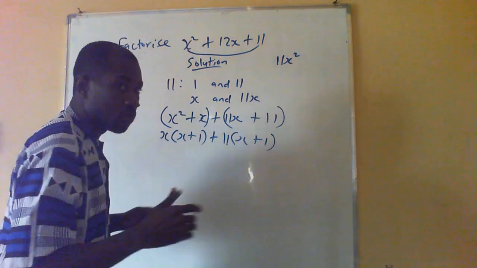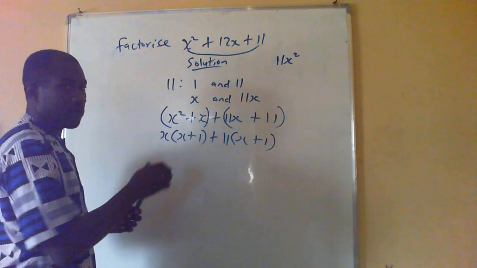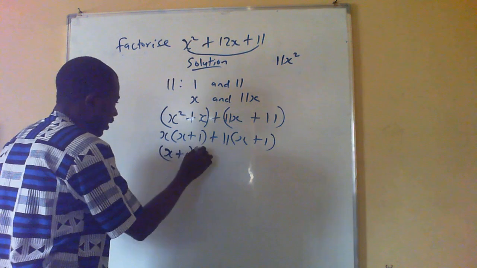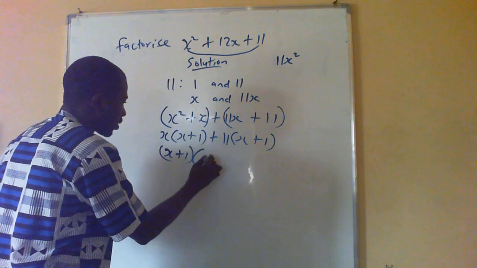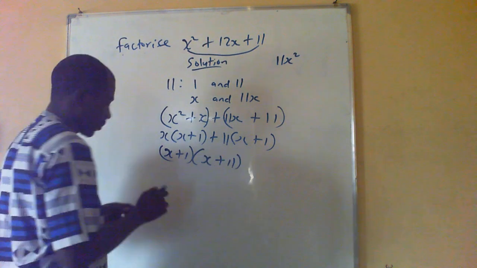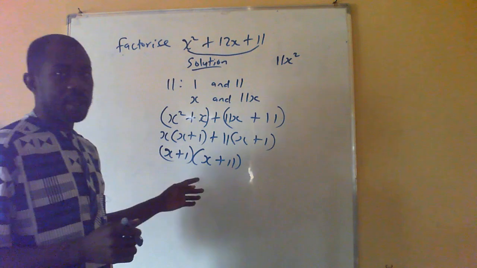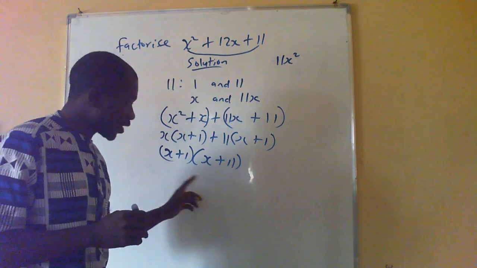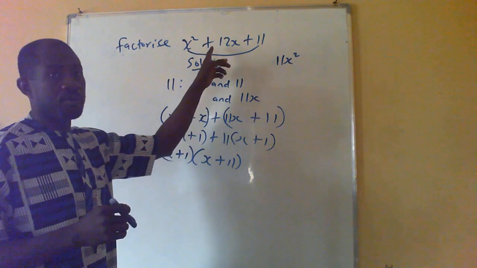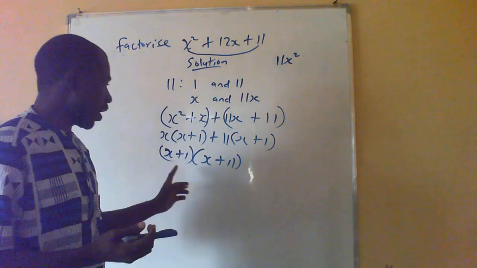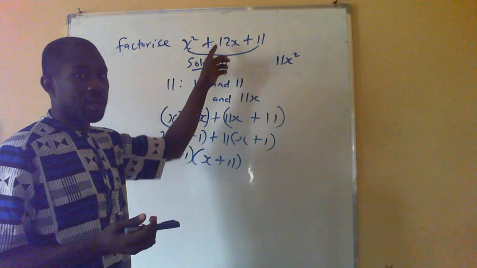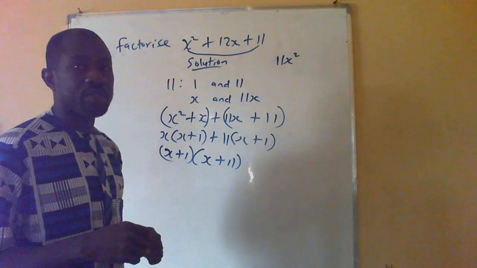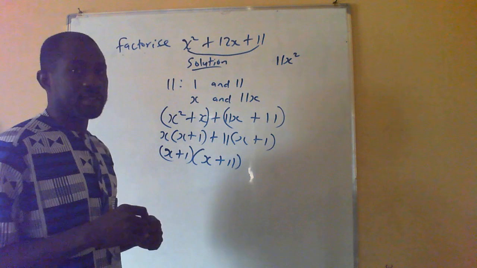After that, you factor out this common bracket from the expression. You now get x plus 1, close bracket, then the remaining x plus 11. So now the final answer to this problem. Remember, if you expand this, you will get this back, and so it works. But that will be for another class. So let us go to question number 3.